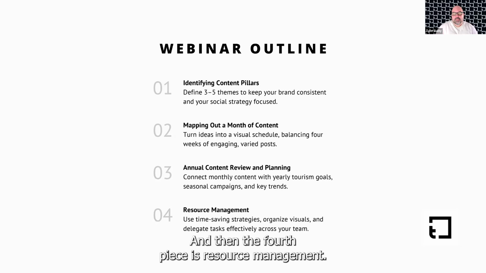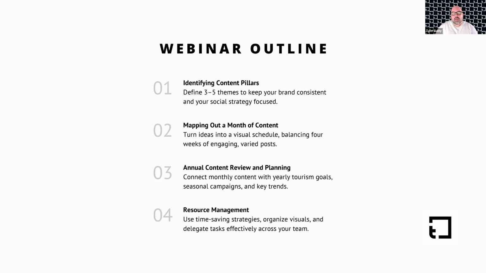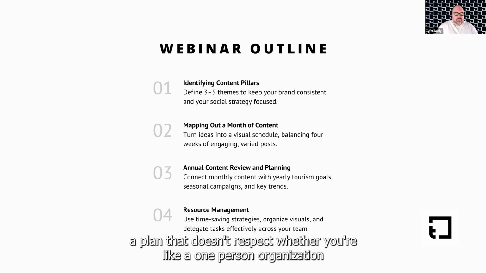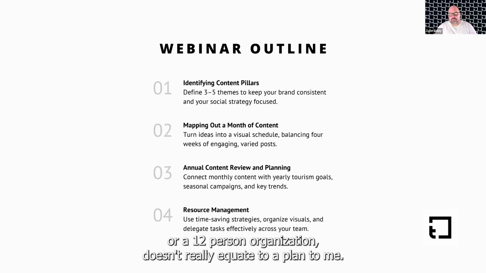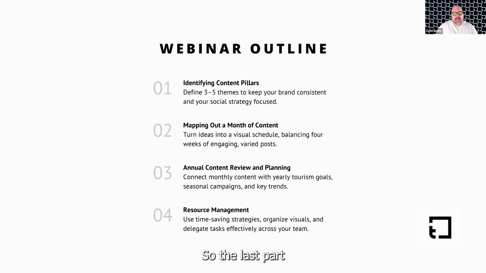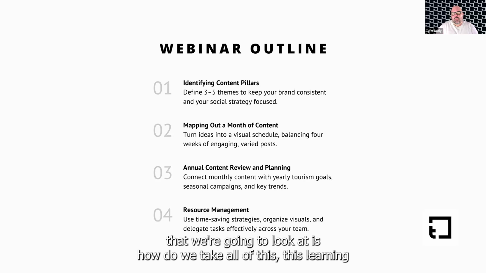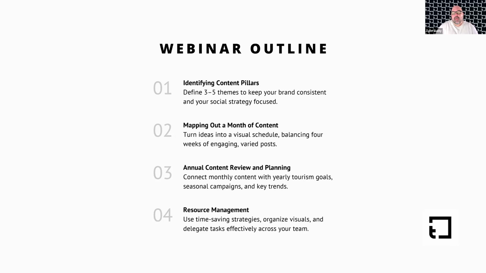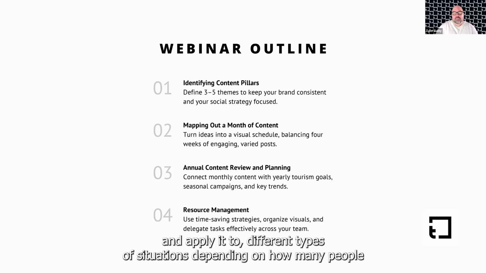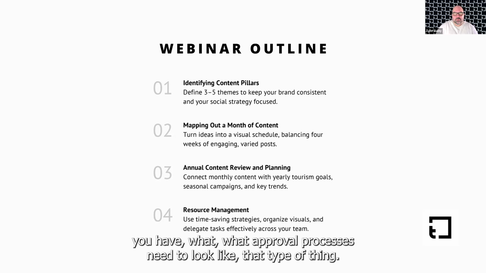And then the fourth piece is resource management. So I think having a plan that doesn't respect whether you're a one person organization or a 12-person organization doesn't really equate to a plan to me. So the last part that we're going to look at is how do we take all of this learning and apply it to different types of situations depending on how many people you have, what approval processes need to look like, that type of thing.